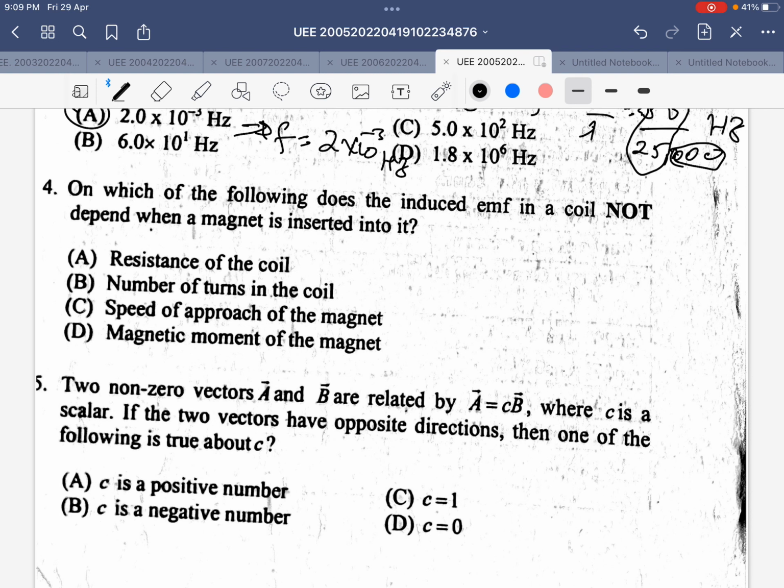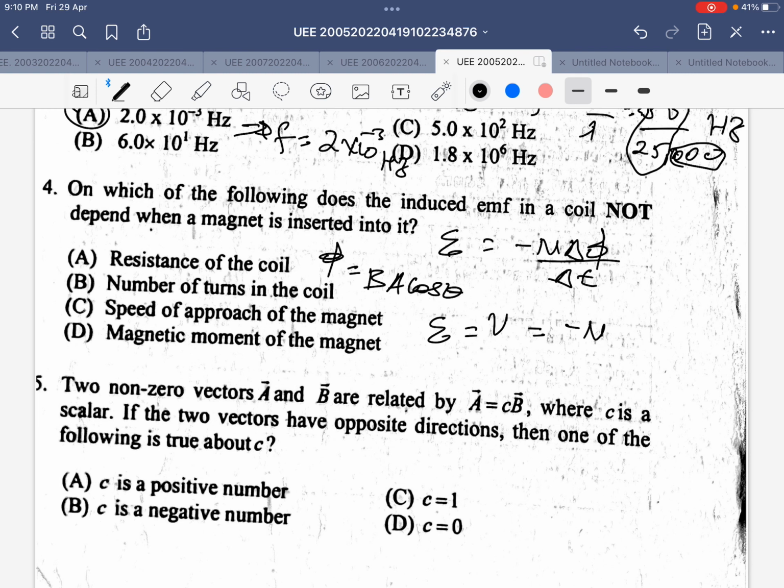Question number 4. Which one of the following does the induced EMF in a coil not depend on when a magnet is inserted into it? Induced EMF is equal to minus N times delta phi by delta T. What is phi? Phi is flux, is equal to BA cos theta. Therefore, E is the induced voltage. Voltage induced is equal to minus N times delta BA cos theta over delta T.